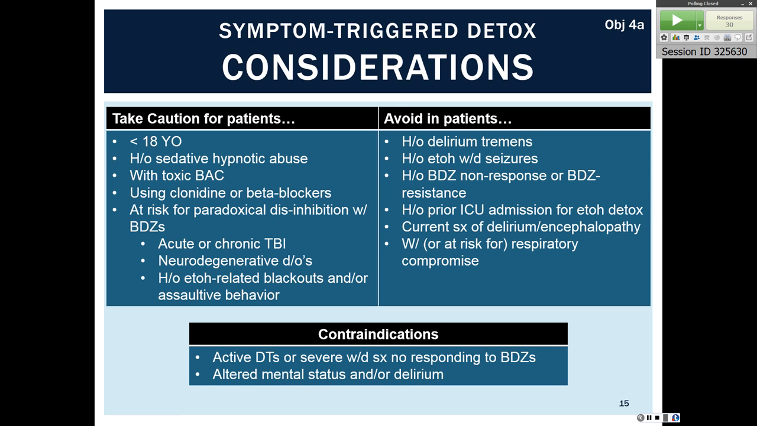And the reason you'd want to avoid benzos in that population is because benzos slow down the respiratory drive, and so you could end up having to ventilate them. All of these other reasons are signs and symptoms of very severe alcohol withdrawal, which means you're going to need another step up. You can't just wait for them to tell you that they're feeling bad. Total contraindications for symptom-triggered detox are people actively having delirium tremens or severe withdrawal that are not responding to benzos, or people with altered mental status or that have delirium.